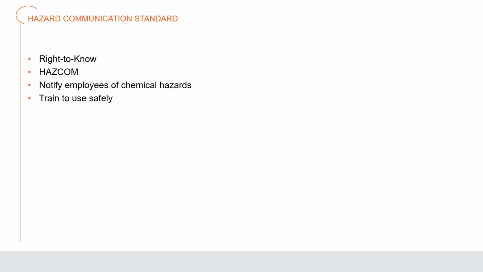A hazard communication program is another critical OSHA requirement. The Hazard Communication Standard, or HCS, is also referred to as Right to Know and HAZCOM. HCS requires that employers notify employees about chemical hazards present on the job and train them to use the material safely.